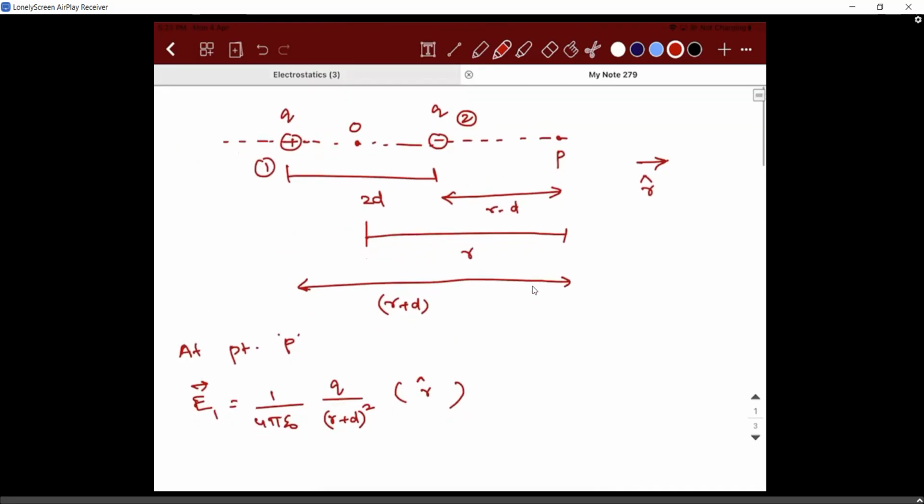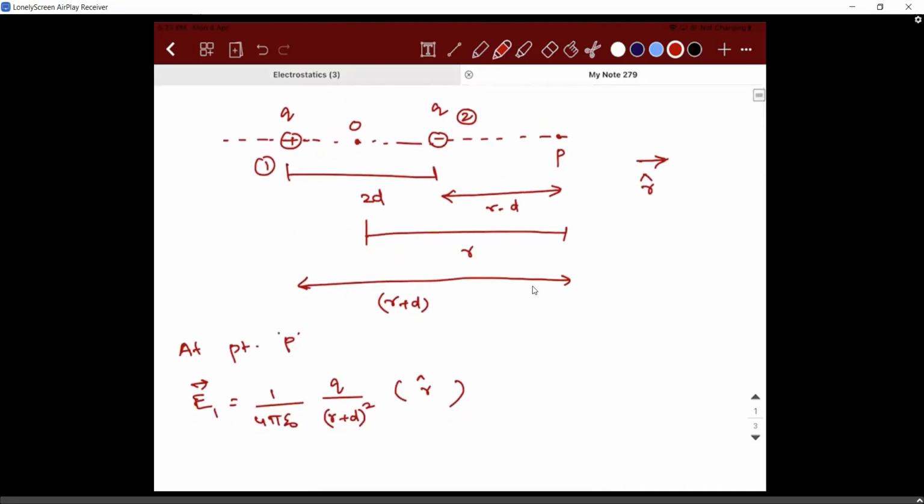Because look at the nature of the charge that is there. For a positive charge, what is the direction of electric field at that point? Is it away or towards? Away. That is the reason I wrote. So my positive charge is on the left, point P is on the right. So away from point P means towards the right.